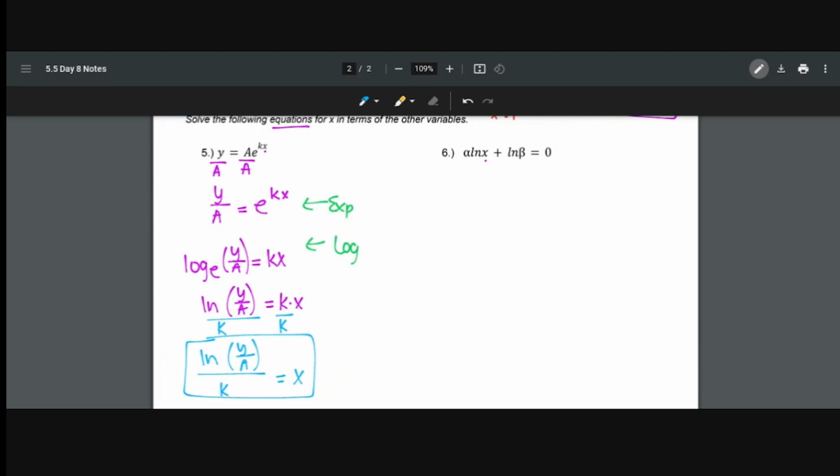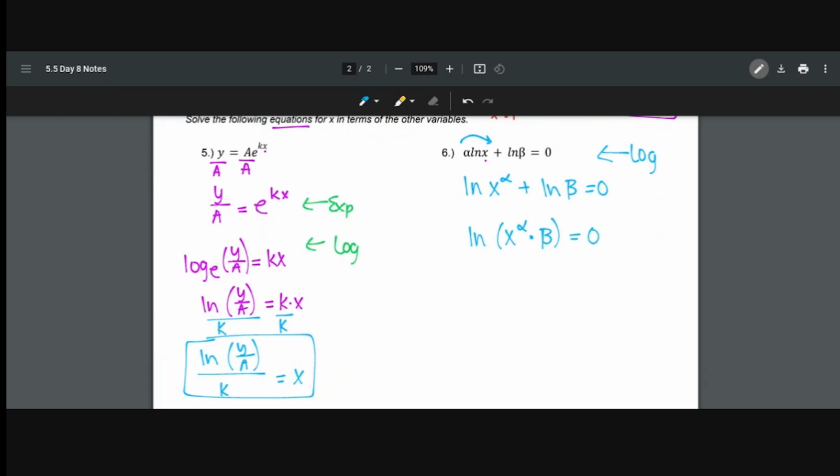I see natural log and natural log. But it would be nice to condense. So if we could condense using some of our log rules, I see a coefficient, so that can become an exponent. So I could have natural log of x to the alpha. So alpha is like a Greek letter there. And I've got plus natural log of beta. We've got another Greek letter. It equals 0. And then if I see addition, I know that that can be condensed using the log property with multiplication. So I'm going to keep it as natural log, but then I get to multiply x to the alpha times beta. And that equals 0.